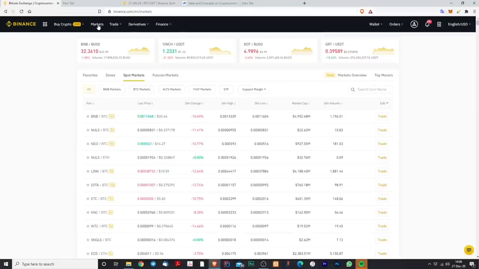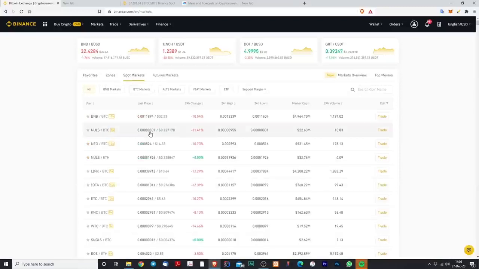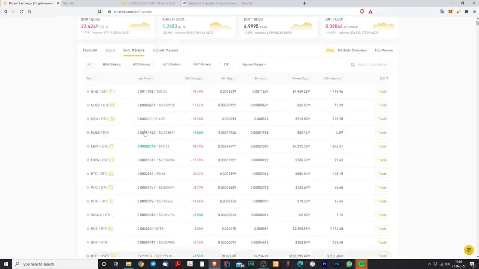So there are a lot of markets here, right? By default, you're going to see the spot markets. There's also the zones and futures markets, and there's also the favorite. So if you have certain coins that you like to trade, it's good if you just click this star button to highlight them as your favorite, and then by default they will be here if you trade them. Okay, so I will go back to the spot, because that's where a lot of them are.